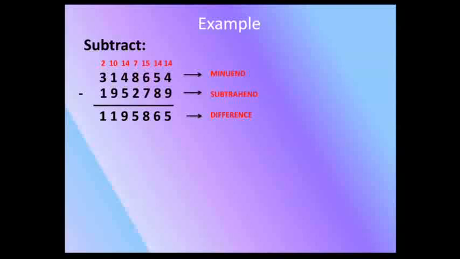This is 19,52,789. When you subtract these two numbers, you get an answer, that is 11,95,865. That is the difference. So what you get after subtraction is the difference, that is 11,95,865. Okay, how are you going to subtract?